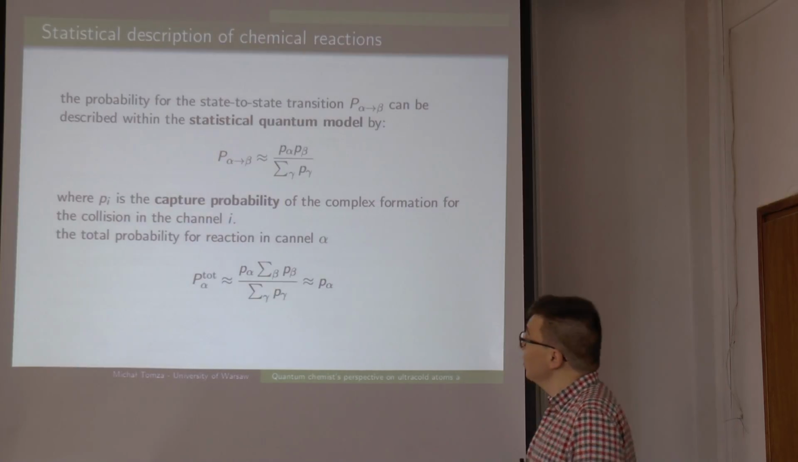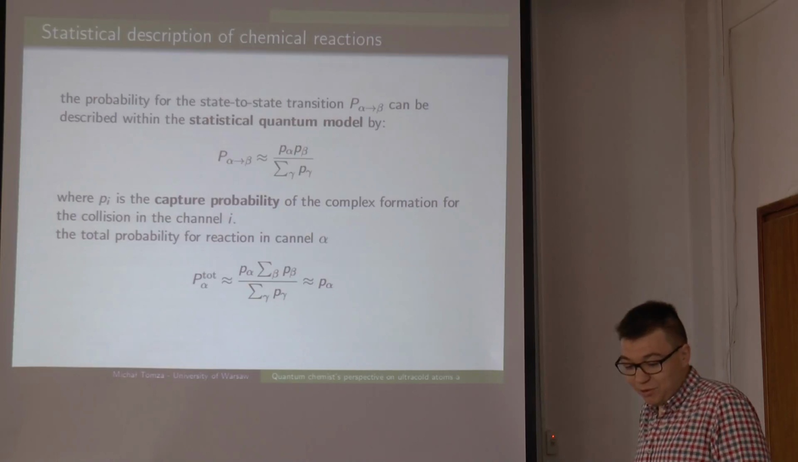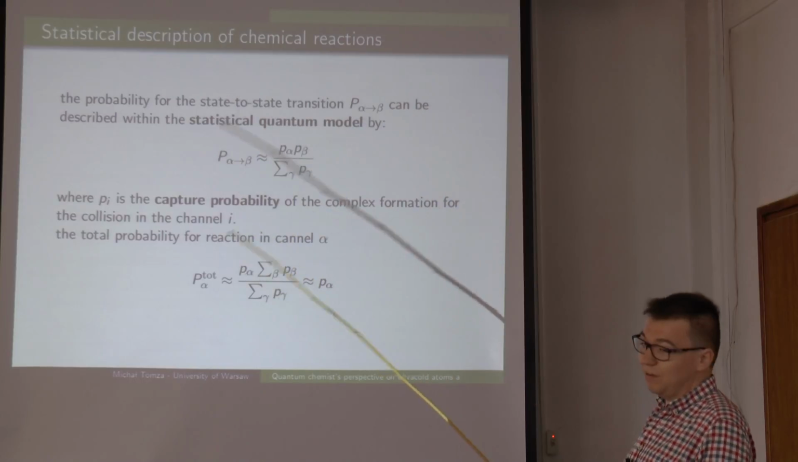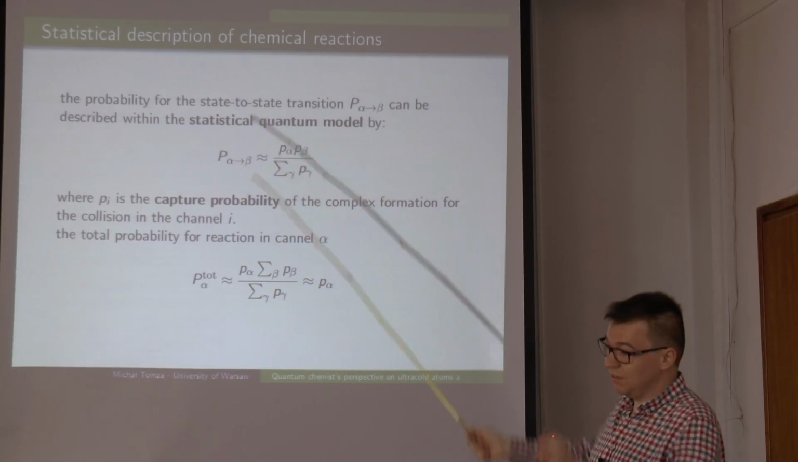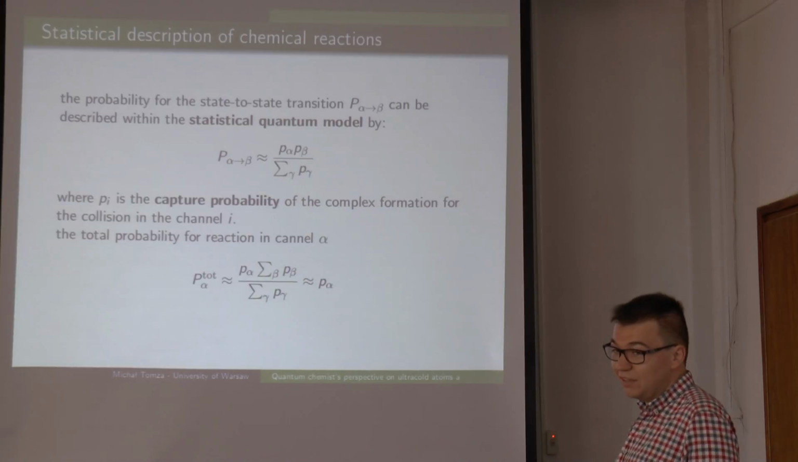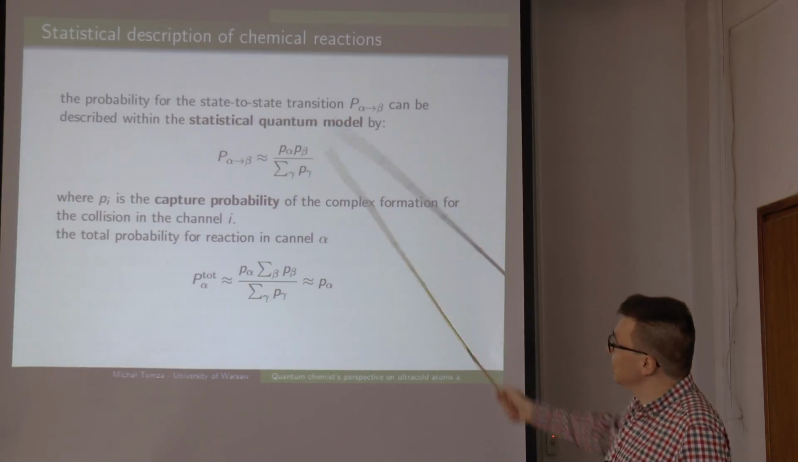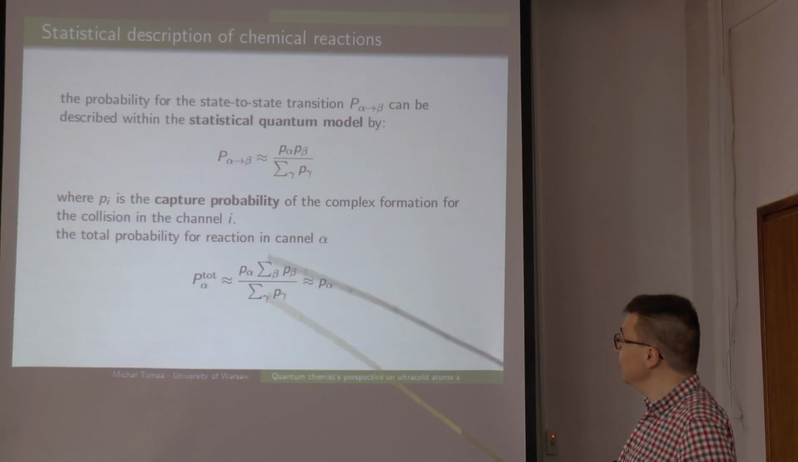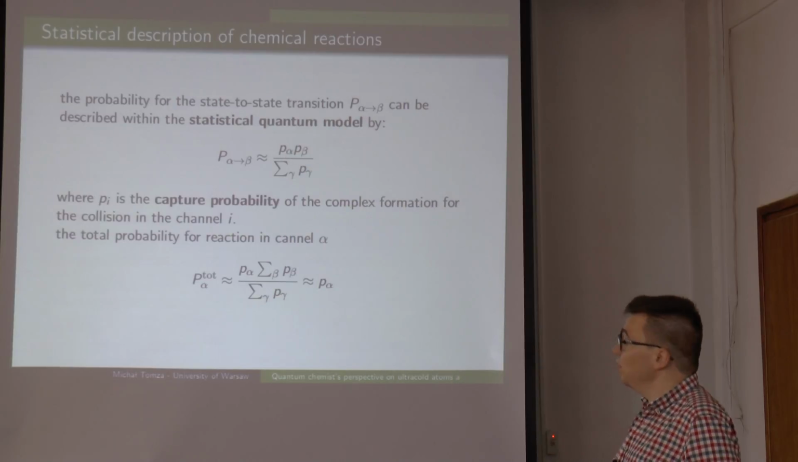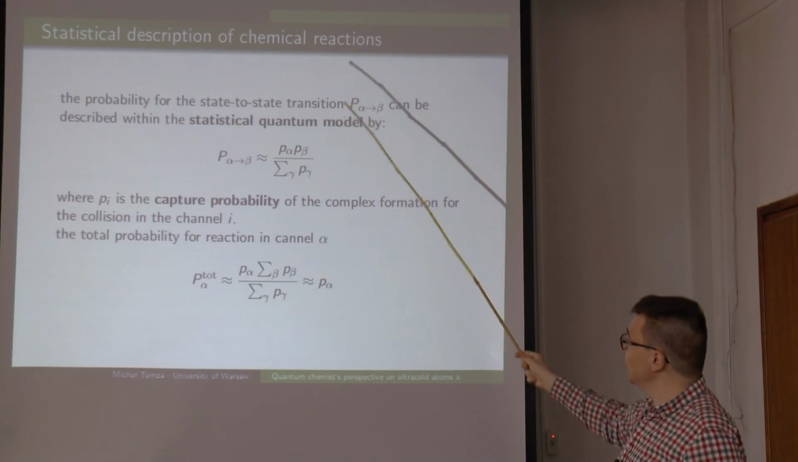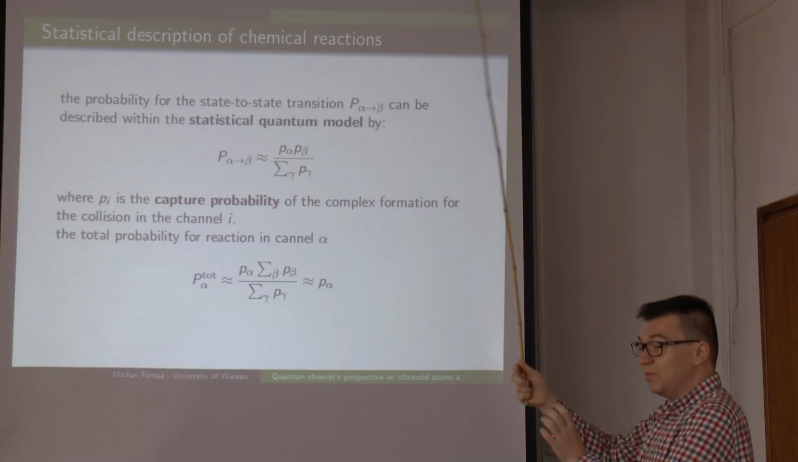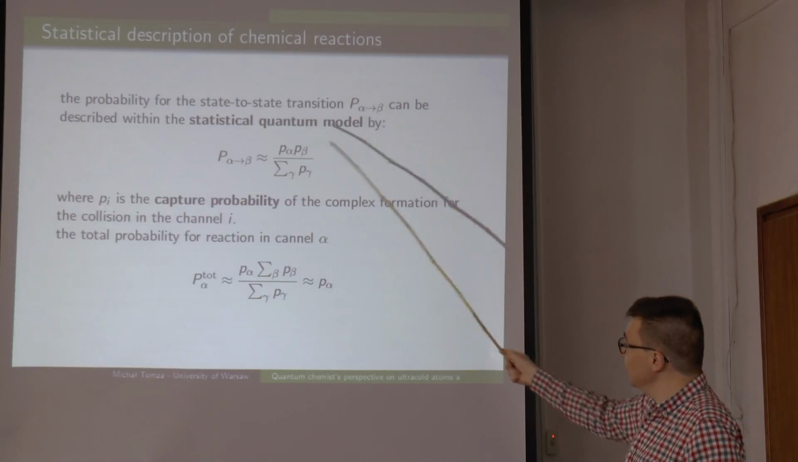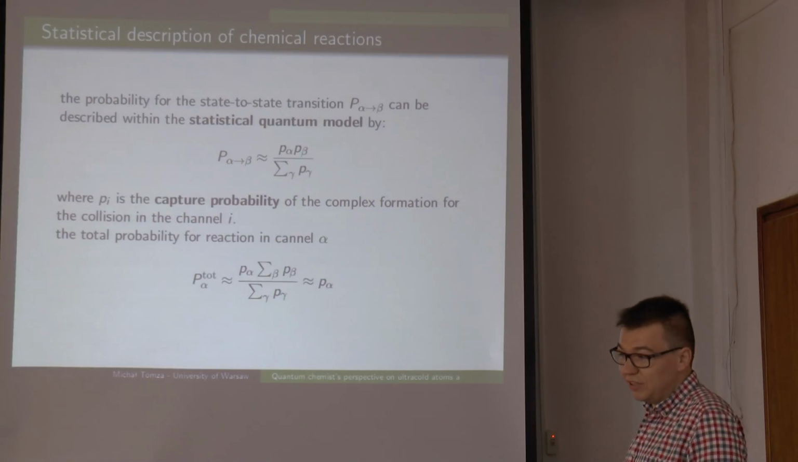So when we look at a very simple model, the simplest possible model that someone can imagine for a chemical reaction, we can ask what is the probability for the transition from some alpha state of reactants to some beta state of the products. And it can be written in a very simple form, where the probability for this kind of chemical transition is given by the probability of the capture of reactants in the channel alpha, multiplied by the probability of formation of the intermediate complex in the beta channel of products, divided by all possible other channels.